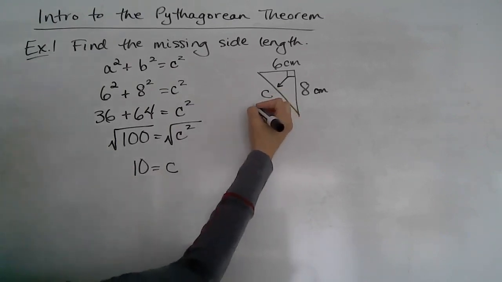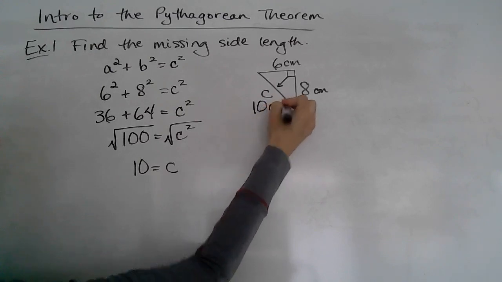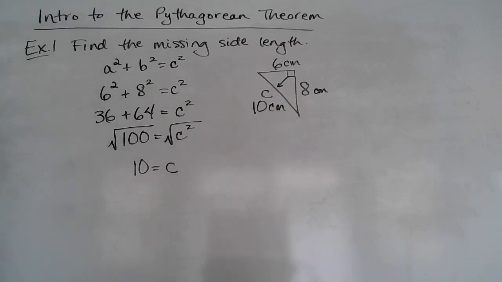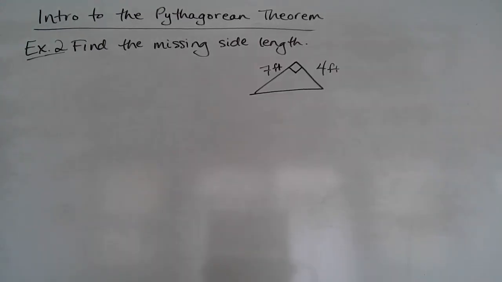And you want to kind of check to make sure that that makes sense. C has to be the longest side. In this triangle, 10 is definitely going to give us the longest side out of 6, 8, and 10. So we're good. We got it right. All right, let's do one more.